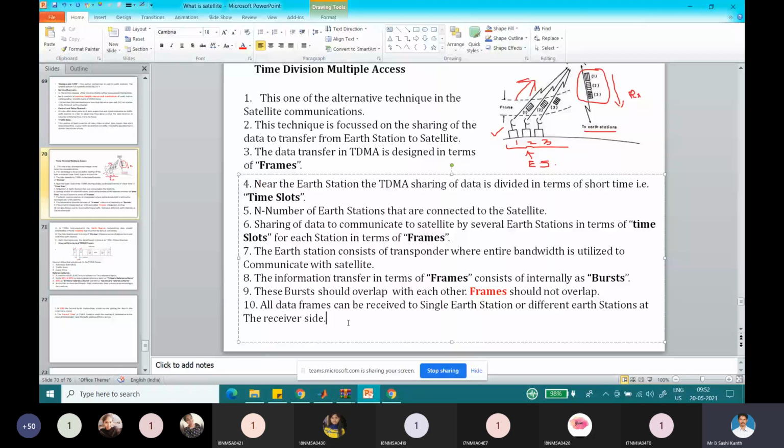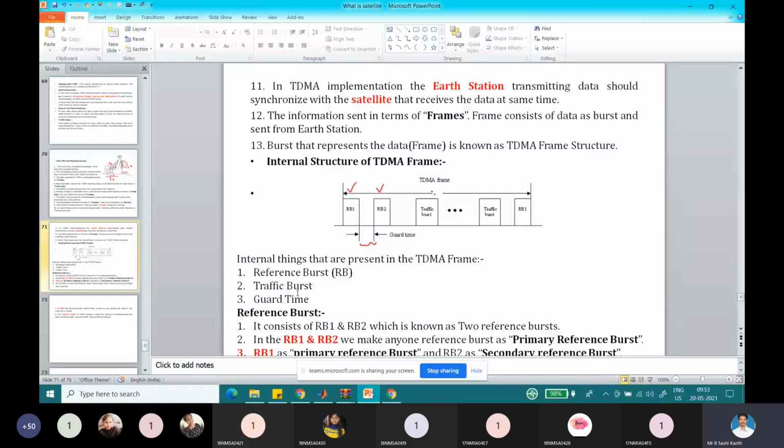In TDMA we have a frame, and we have discussed how it is internally organized. The most important thing here is that the earth station and the satellite should synchronize at the same time to send the data. Both the earth station and the satellite should synchronize, and then we can send the data. That's the way the information is sent in terms of frames. Now we will see how the structure of the TDMA frame is present.